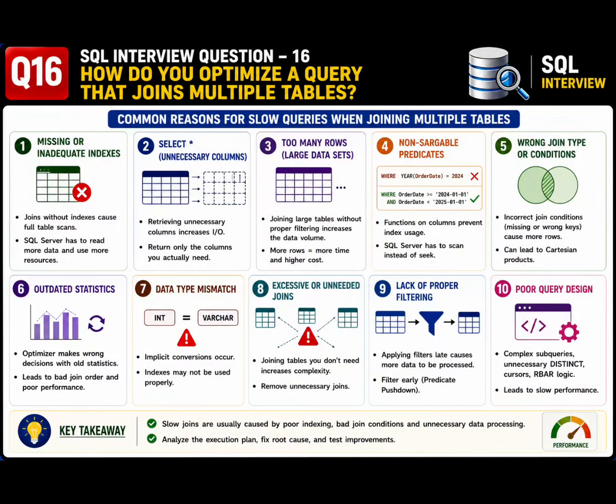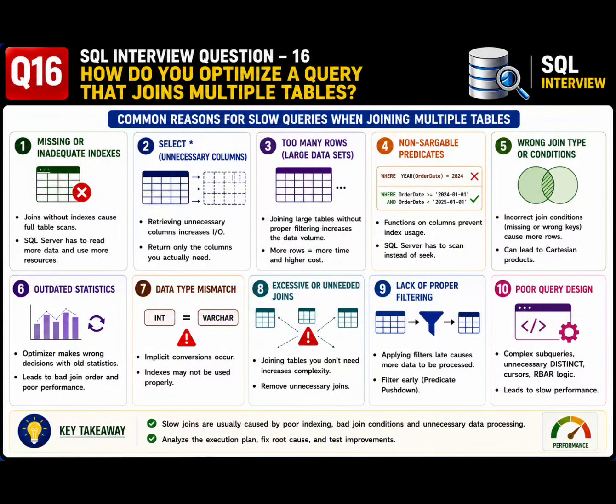Missing indexes: if join columns are not indexed, SQL Server performs a full table scan, increasing input/output and execution time. SELECT star, returning all columns, increases memory usage, network traffic and disk I/O. We already know this: always return only the columns required by the business. Too many rows: joining millions of rows without filtering early forces SQL Server to process unnecessary data. So apply filters as early as possible.